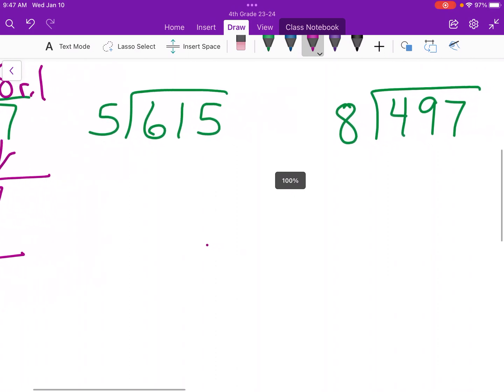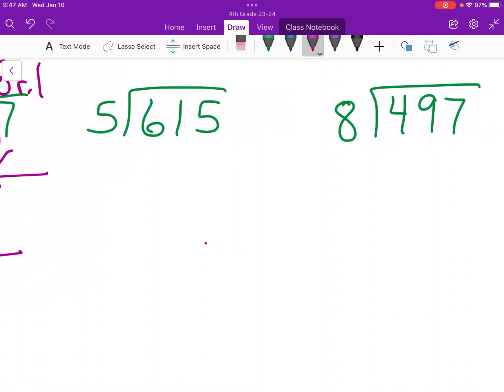Next problem, 615 divided by 5. First step, go ahead and pause, sorry. First step, 6 divided by 5. 5 can go into 6 one time. We'll check it with multiplying. 1 times 5 is 5. Go ahead and subtract. 6 minus 5 is 1. Make sure that's smaller than our 5, and it is. Do we have anything to bring down? And we do, so we'll bring down the 1.